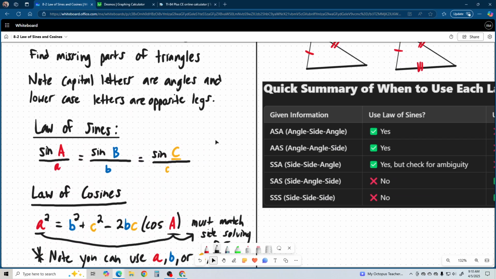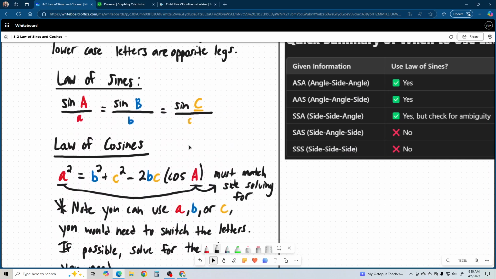Now, law of cosines is a little bit more involved, if you want to call it that, because we get to pick. With law of sines, we just plug in what we have. With law of cosines, we're going to be able to pick which one we need and rearrange this formula a little bit based on what we're solving for.